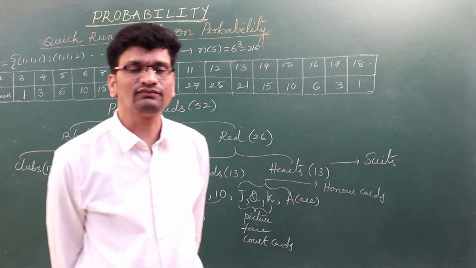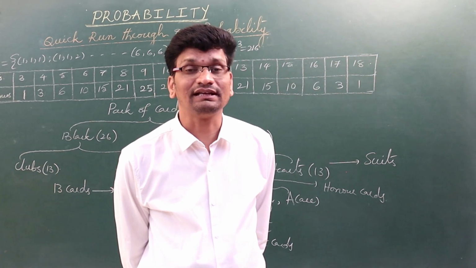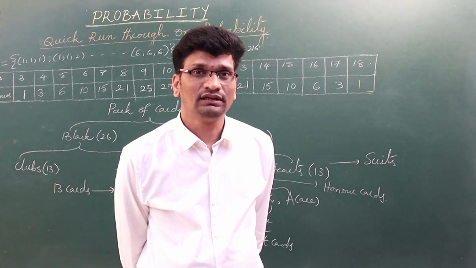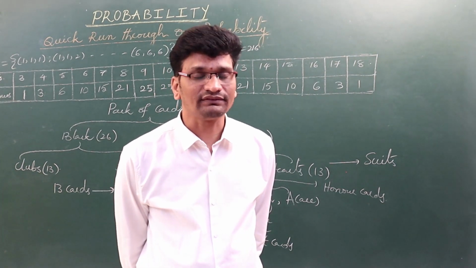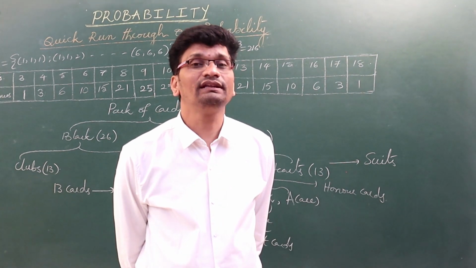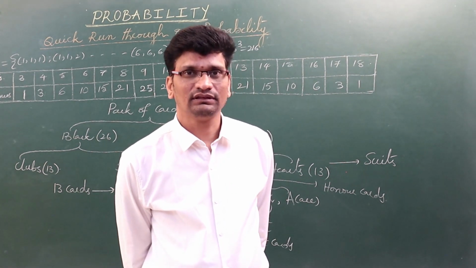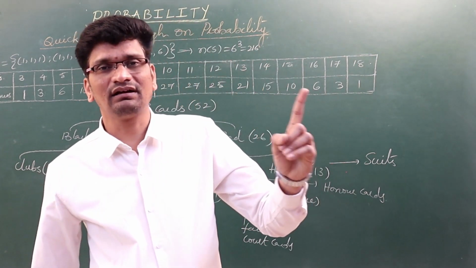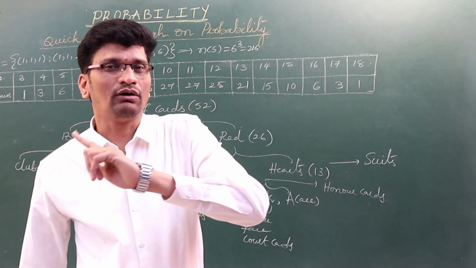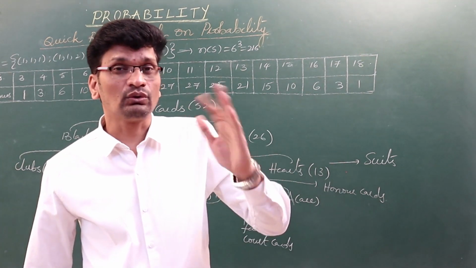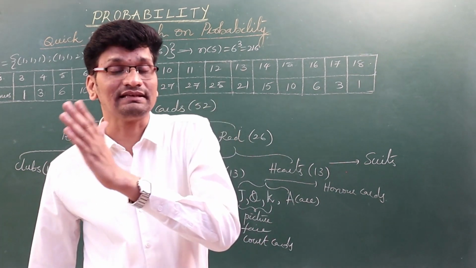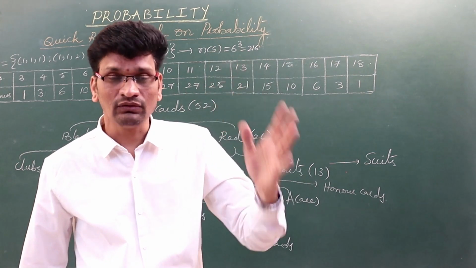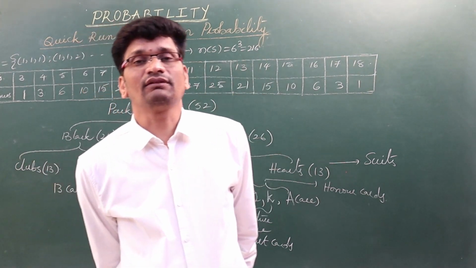Now I am asking one more question on pack of cards. 2 cards are drawn from pack of cards. What is the probability that they are of different colors? Then 52C2 is n(S) and we need they are of different colors. Therefore, I am taking one card from black cards, another card from red cards. How many black cards are there? 26. 26C1 into 26C1.